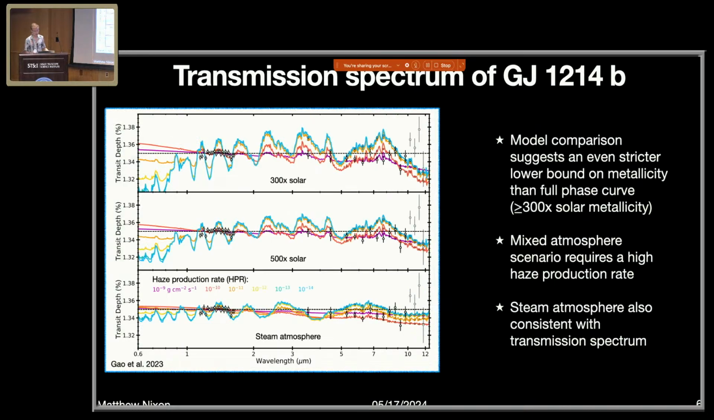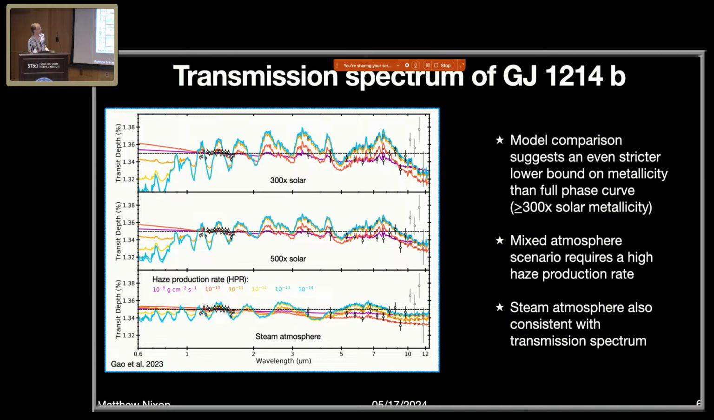On top of this, we also have the transmission spectrum, and we learned a little bit more about the composition as well. This places an even stricter lower bound. As I mentioned before, we need at least 100 times solar for the phase curve. For the transmission spectrum, we need at least 300 times solar metallicity. We also get some constraints on the rate of haze production for these mixed atmospheres. But in the case of the steam atmosphere, we're still consistent with the transmission spectrum, so we still can't break this degeneracy between the mixed envelope solution of various different components or the steam atmosphere solution.